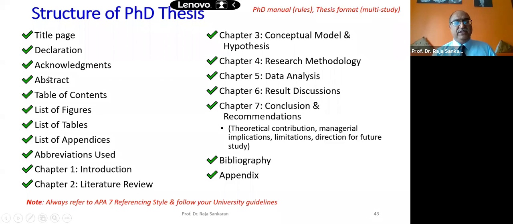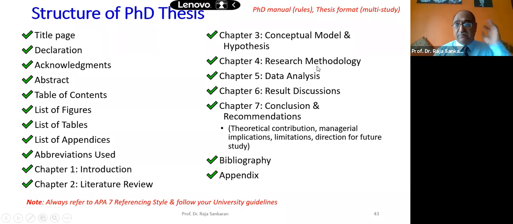You'll have a title page, declaration, acknowledgement, abstract, the table of contents, figures, tables, appendices, abbreviations used. Then comes the introduction, the first chapter. The second chapter would be the literature review. The third chapter would be the conceptual model and the hypothesis development. Fourth would be your research methodology.